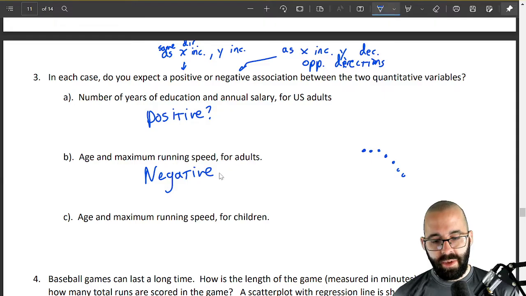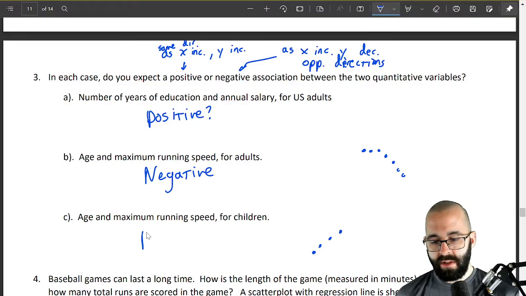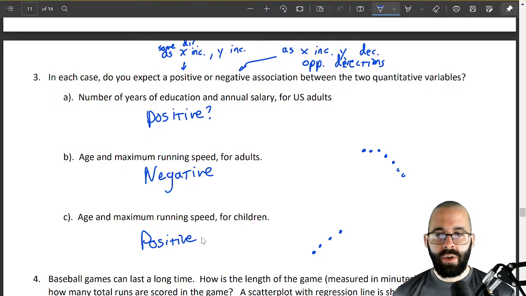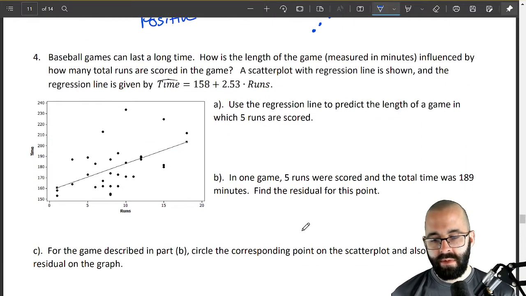Age and maximum running speed for children. Oh, that was the other half of the graph, right? As a kid is getting older, we'd expect their running speed to go faster in general. Not all kids, but in general. There's a correlation there. They move in the same direction. Increase the X, increase the Y. That's positive correlation. They go in the same direction.